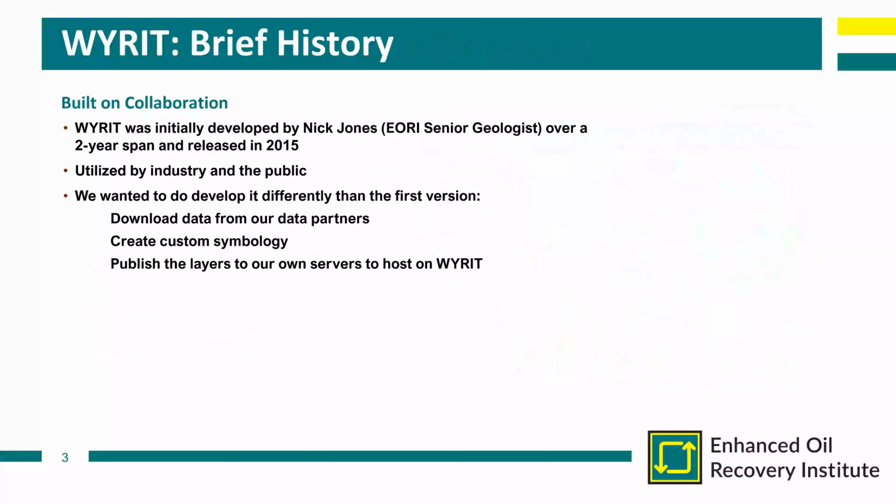The original WYRIT was published in 2015 by our very own senior geologist, Nick Jones, and he was the spark for the project. WYRIT is a popular mapping application, utilizes best practices, and relies on data straight from our data partners. We download the data, create custom symbology, and publish the layers to run on WYRIT. This allows us to easily update the layers and the app.